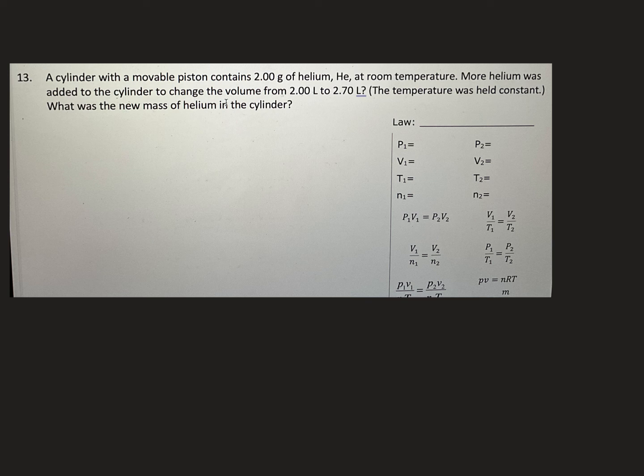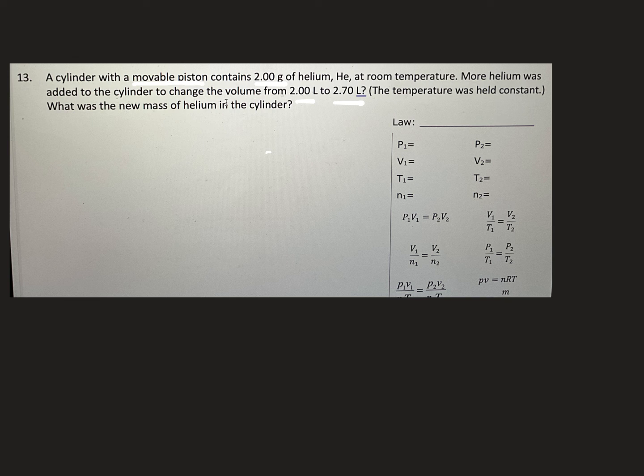Okay, here's a good question. A cylinder has a movable piston, so the volume can change. And it has 2 grams of helium at room temperature. More helium is added, and the volume changes from 2 to 2.7 liters. So let's write all that stuff in.